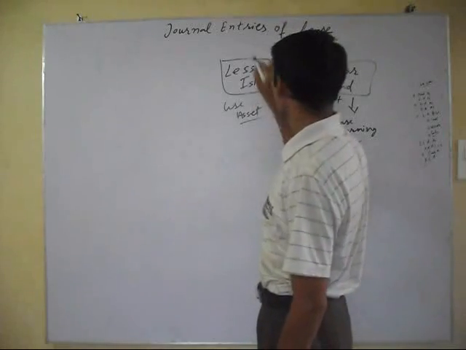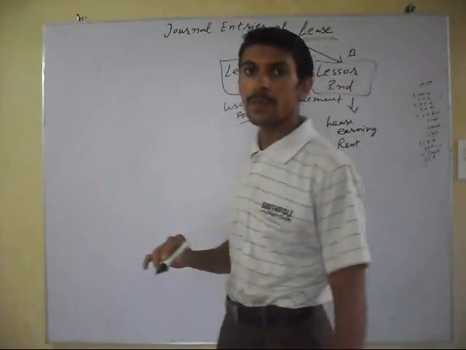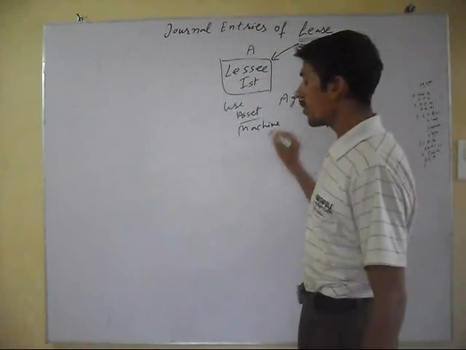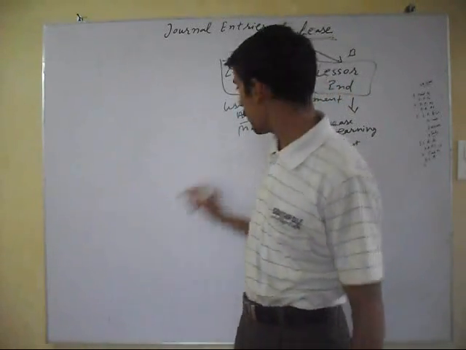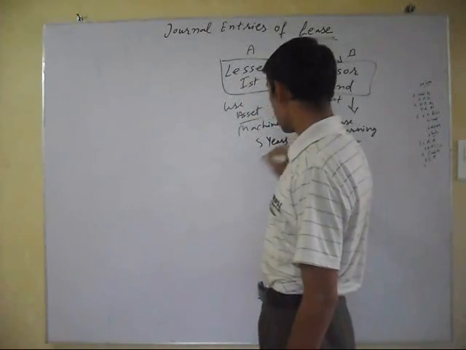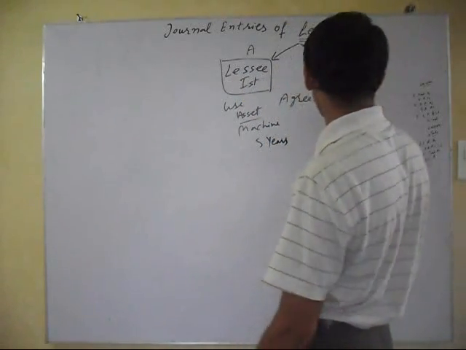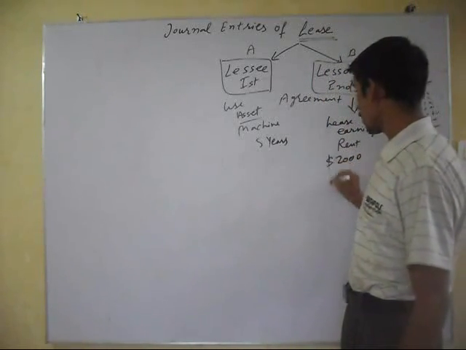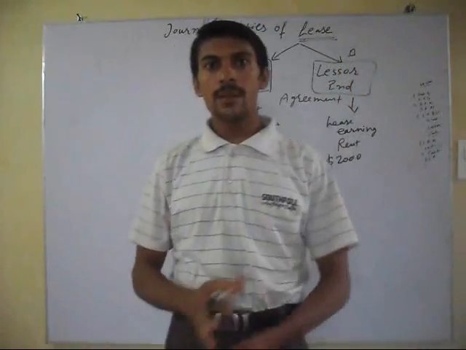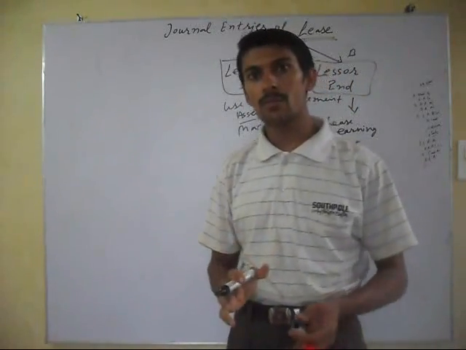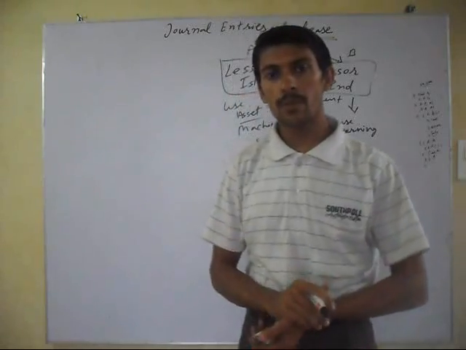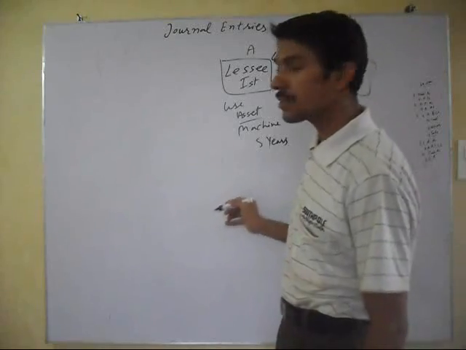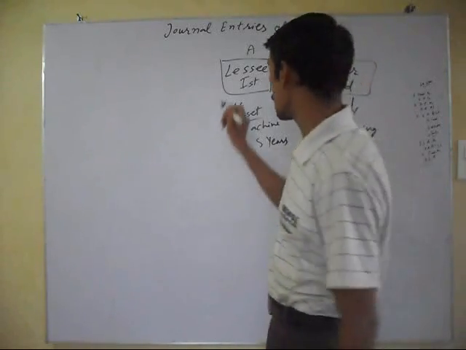Suppose this is A and this is B. A gets the machine for 5 years and the lessor gets rent of $2,000. So in the lease we have to record what transaction happens between the lessee and lessor. For this we will classify the lease in two parts.